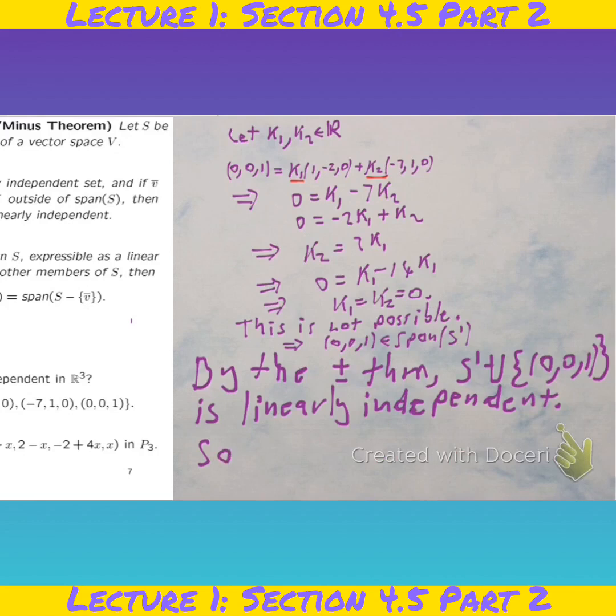Okay, so we know that S is basically S prime union this vector.